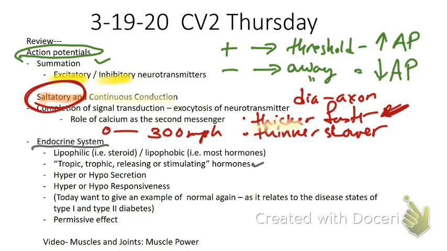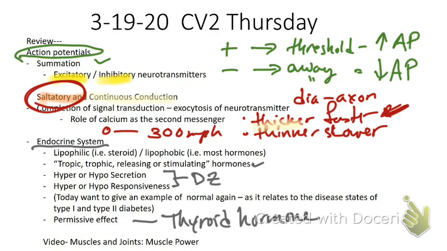And we saw some look at disease states where if something were to go wrong, we have a hypersecretion or a hyposecretion, or a hyperresponsiveness or a hyporesponsiveness in the nervous system or in the endocrine system. And hopefully today I'll give you an example again of that in the endocrine system. And also looking at the permissive effect, whereas some messengers can only exert their full effect in the presence of another messenger, and we used the example in lab of the thyroid hormone.